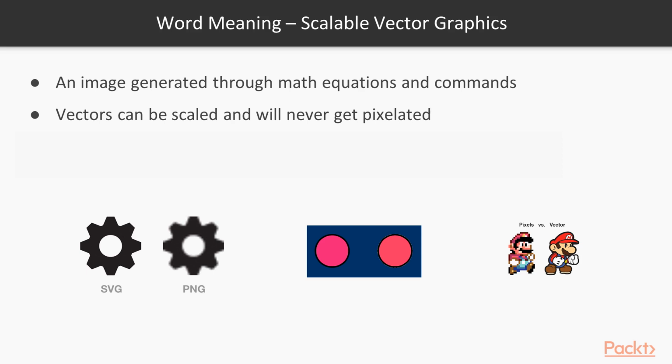But there is also one disadvantage. SVG images require a lot of resources. For a detailed image, you would need a lot of power to generate it. SVG is primarily used for creating animations or web graphics.